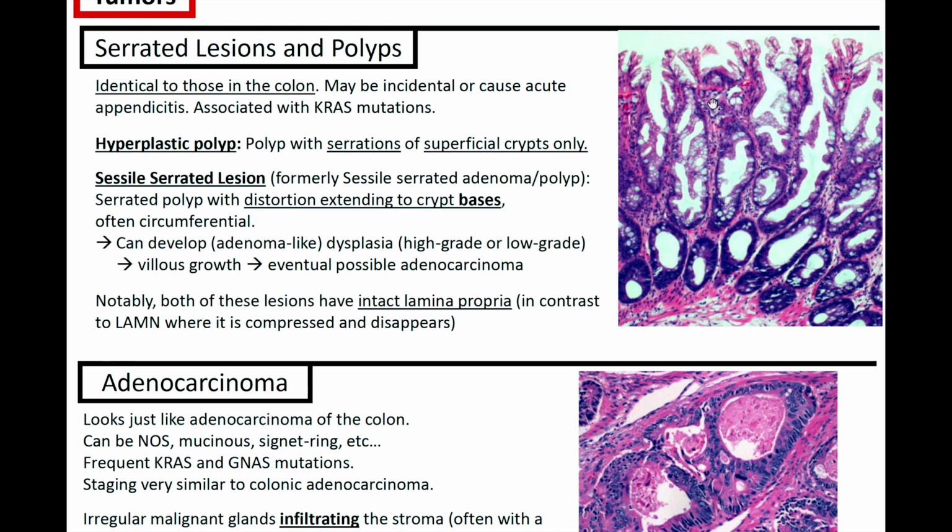So on the image here, I have a hyperplastic polyp because you see the serrations, but it's only at the surface. If it was a sessile serrated lesion, you would have dilated crypts all the way down to the base, with classically that booting that you would commonly see. So this is a hyperplastic polyp.